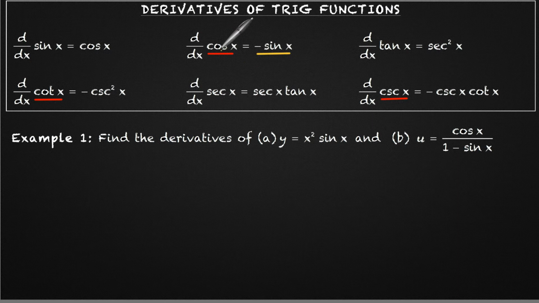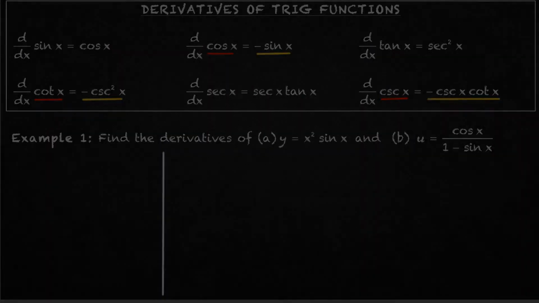So the derivative of cosine, which starts with a c, is negative sine. The derivative of cotangent, which also starts with a c, is negative cosecant squared. And the derivative of the cosecant is negative cosecant cotangent. So let's use this information and let's see if we can do problems 1a and b.